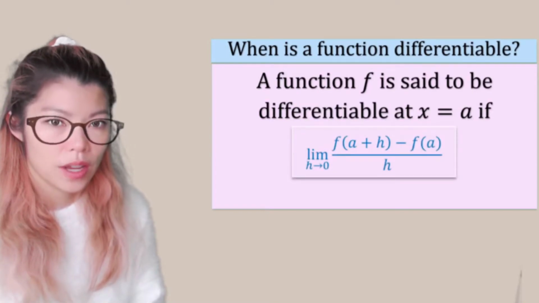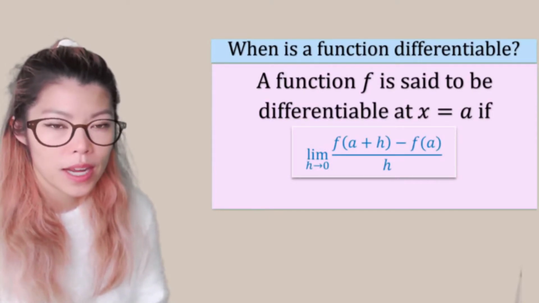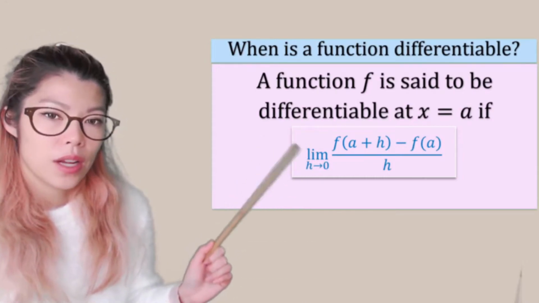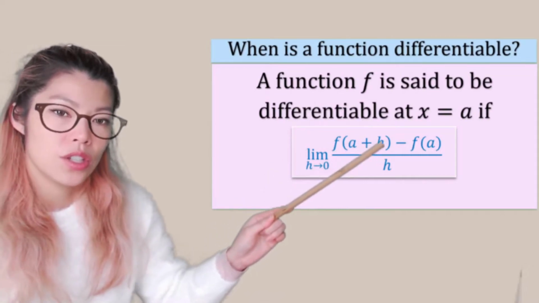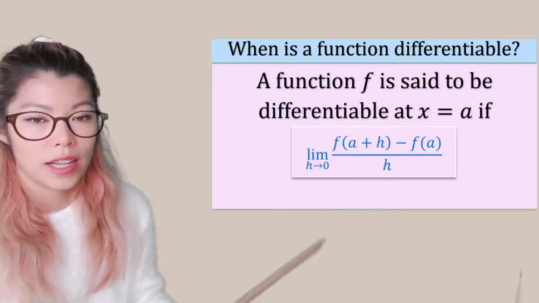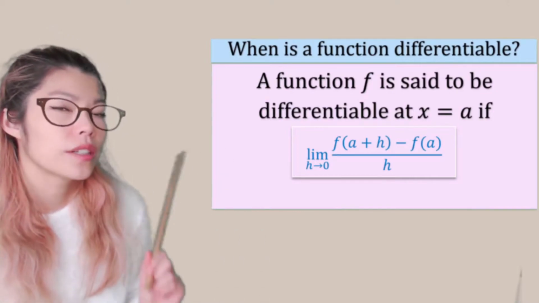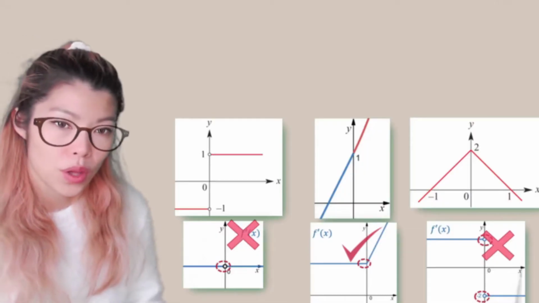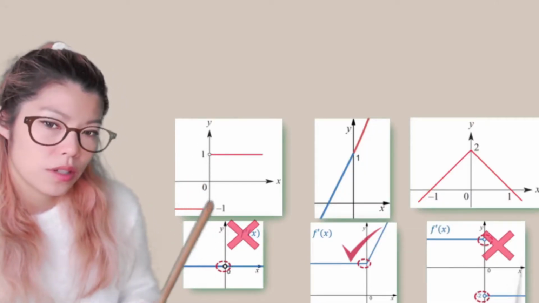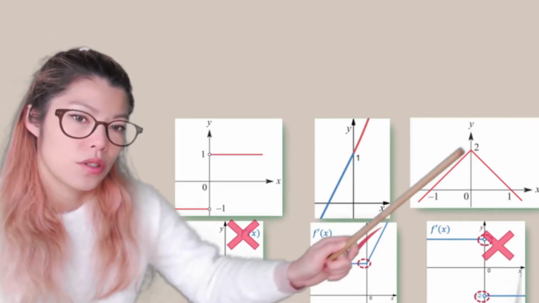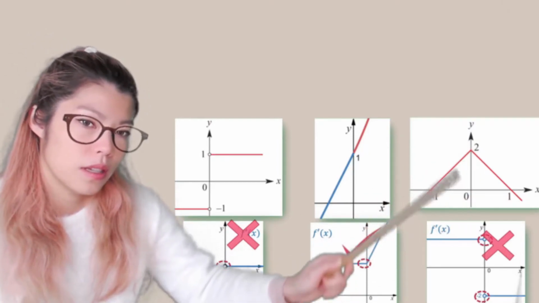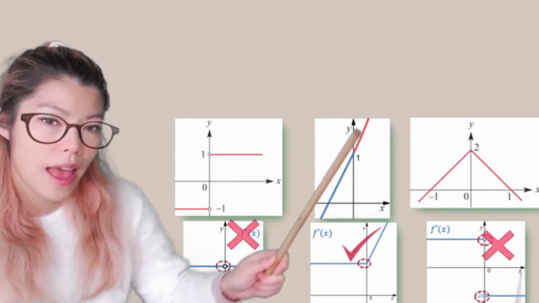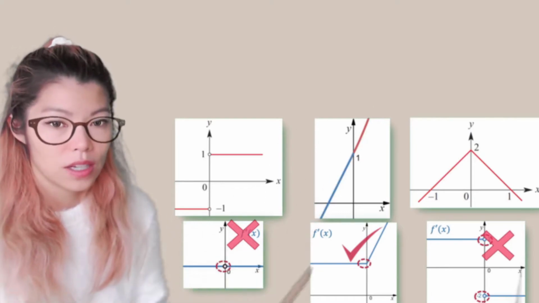So the formal definition: a function f is said to be differentiable at x equals a, so the value like before was 0, if the limit of h approaches 0 of f of a plus h minus f of a over h exists. But visually, how do we check? We only have to check two things, whether it's continuous or smooth. So remember here, it's not continuous, so no derivative. Here, it's continuous but not smooth at that point. See, it's pretty sharp, so it's not differentiable. Whereas here, it's continuous and it's smooth, so definitely differentiable.